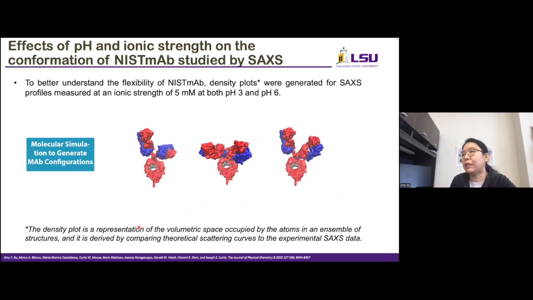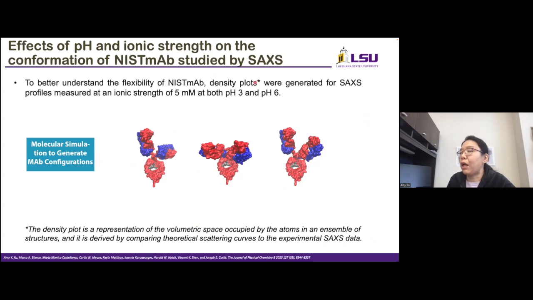But in order to understand or represent the flexibility of the antibody molecules, we also went on to generate the density plots. The density plots in this case were generated for the SAXS profiles measured at low ionic strength at two different pH conditions, pH 3 and pH 6. The density plot is a representation of the volumetric space occupied by atoms in an ensemble of structures, and is derived by comparing theoretical scattering curves to the experimental SAXS data. You will know what they look like after I go through the different steps on how they can be generated.